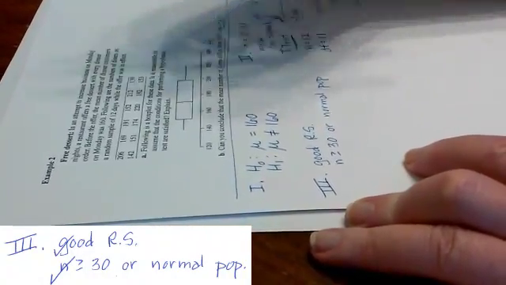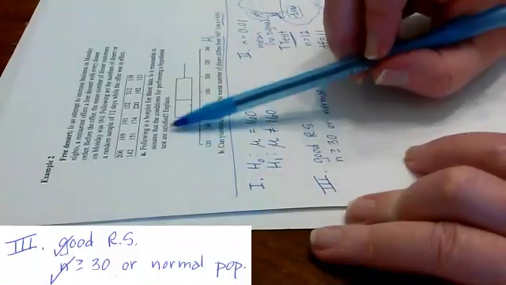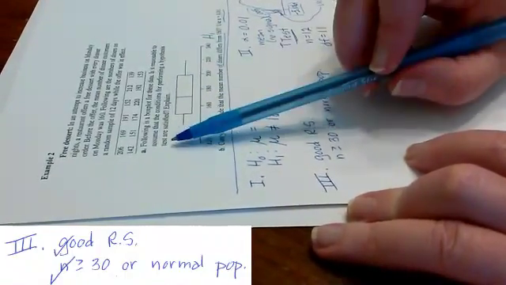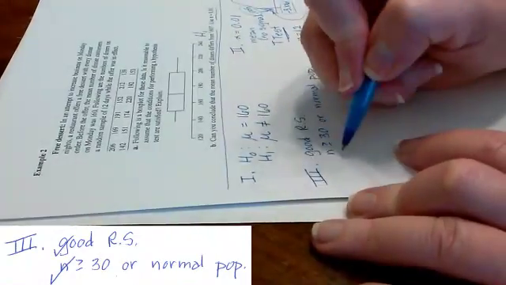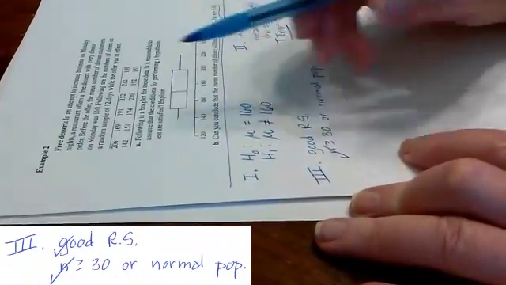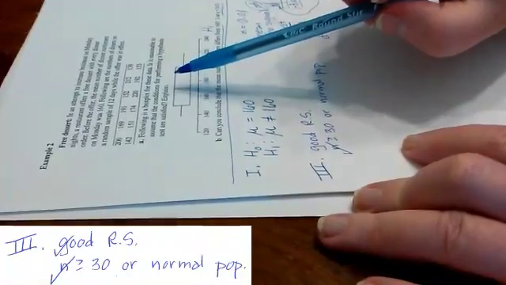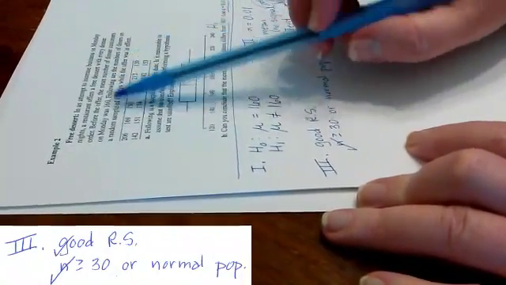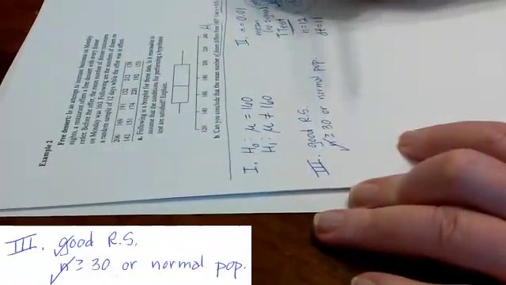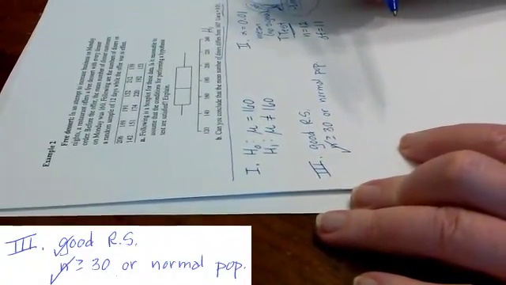So this question here in part A, is it reasonable to assume the conditions for performing a hypothesis test are satisfied? According to the box plot, yeah, this is okay. Do we have a good random sample? Well, it's kind of hard to tell.